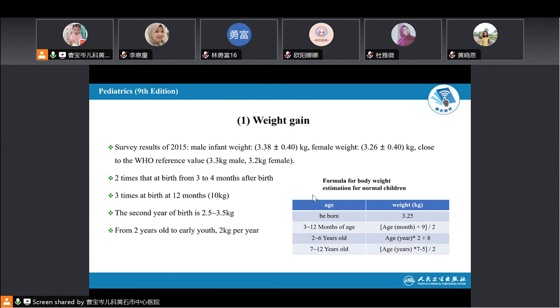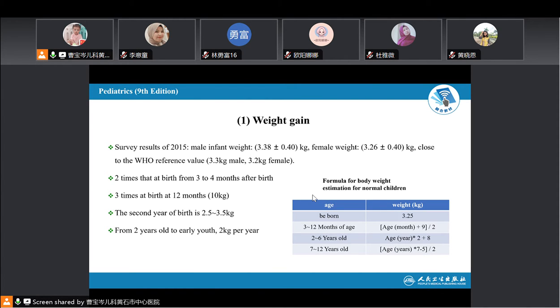One, the weight gain. In survey results of 2015, male infant weight is 3.38 and female weight is 3.26, close to the WHO reference values of 3.3 kilograms for males and 3.2 kilograms for females.